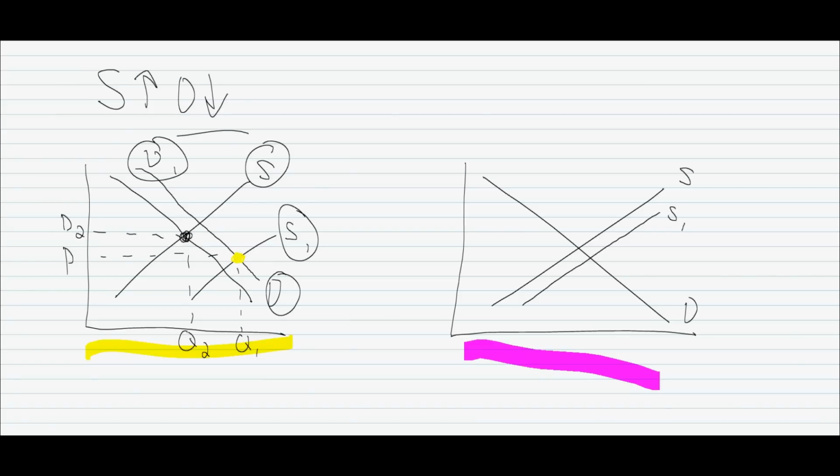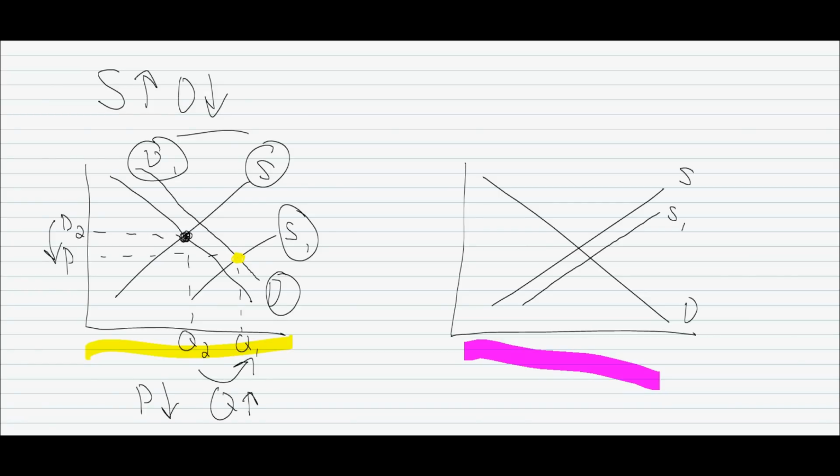So what happened from the old one to the new market equilibrium? First of all, price decreased, because up here was a higher price, and the yellow one, which is our new equilibrium, the price is lower. And the quantity increased. So we're going to put price decrease, quantity increase.